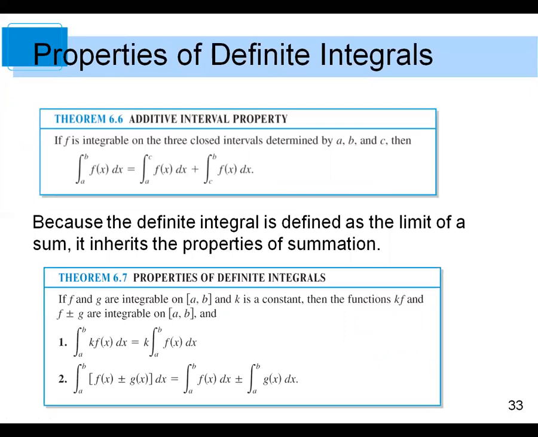If f is integrable on the three closed intervals determined by a, b, and c, then the integral from a to b is equal to the integral from a to c plus the integral from c to b. Because the definite integral is defined as the limit of a sum, it inherits the properties of summation. In other words, you can factor out constants from integral symbols, and if you have addition and subtraction inside the integral, you can split it up and add and subtract their respective integrals.